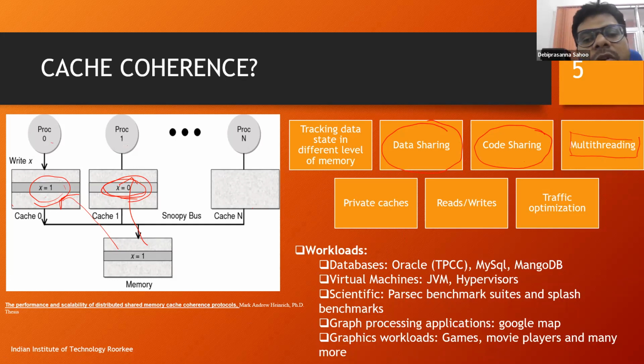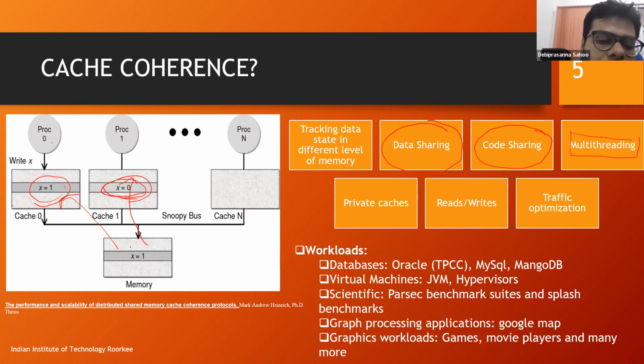X1 is used by processor 0 and it is also used by processor 1. Now, this could be because of multi-threading, because you might be running two different threads and they might be running on two different cores. Then they might be accessing the same memory location. That's why this kind of scenario is coming into play. Okay, so that can be taken care of by coherence protocols.